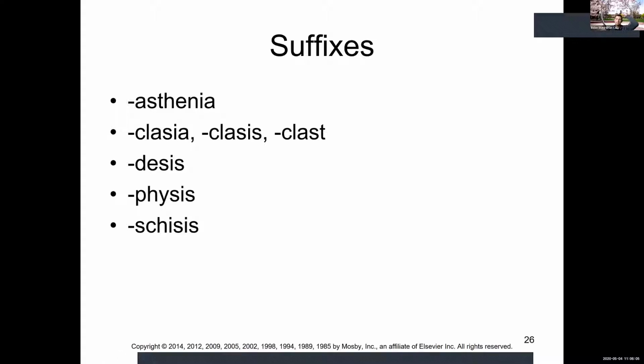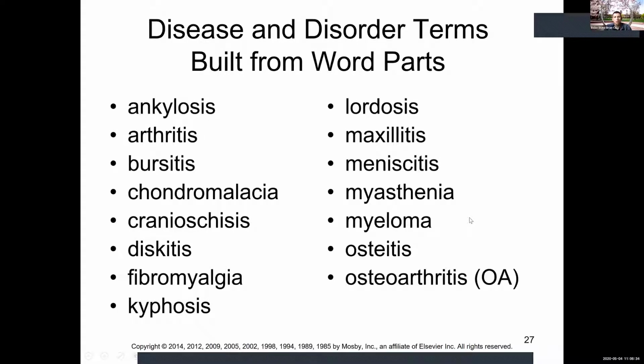So a schisis in the cranium or the skull of an infant or of a newborn would often be referred to as a schisis because it is a split of those bones or a fissure of those bones, which will then join together. And you can see those other two terms there, the desis and the physis for the surgical fixation and growth. Disease and disorder terms built from word parts.